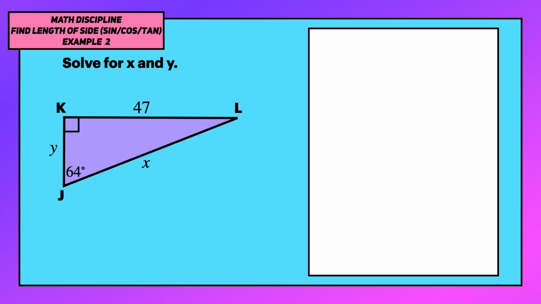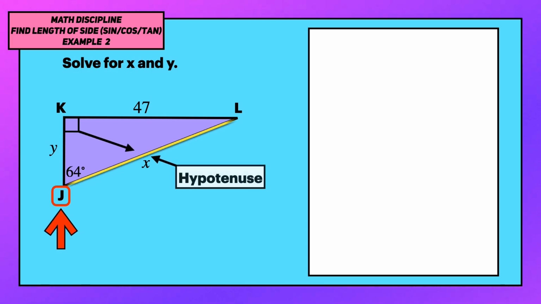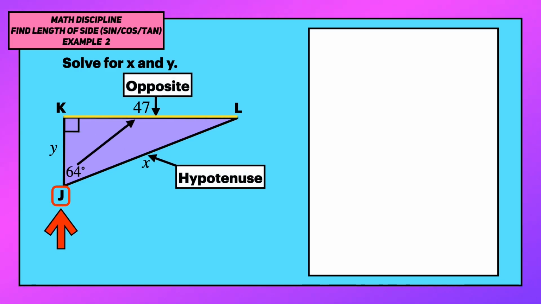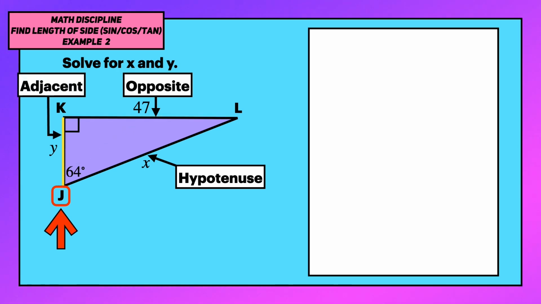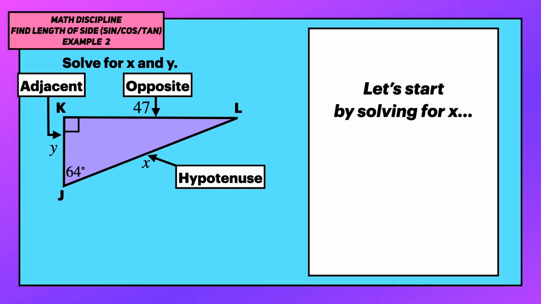Since we know the measure of angle J, 64 degrees, we will label our sides from the point of view of angle J. The side across from the 90-degree angle is the hypotenuse. The side across from angle J is the opposite side. The remaining side is the adjacent side. We have to solve for both x and y, but we can only solve for one at a time. So let's start by solving for x. x is the length of the hypotenuse.